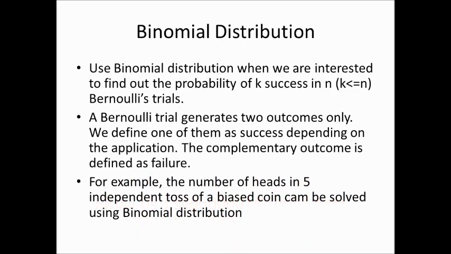Let us talk about use of binomial distribution. We use binomial distribution when you are interested to find out the probability of k successes in n independent Bernoulli trials. By definition, a Bernoulli trial generates two outcomes only. We define one of them as success, depending on the application, and the complementary outcome is defined as a failure. For example, the number of heads in 5 independent tosses of a biased coin can be solved using binomial distribution.